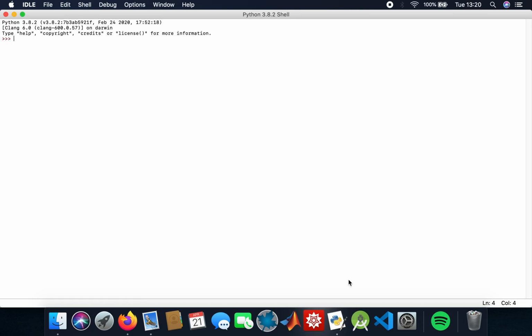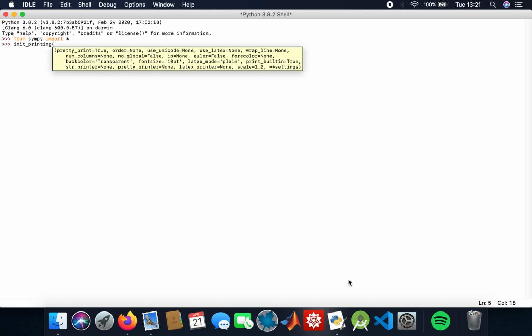So what I need to do is load my symbolic package. The code for that is from sympy import asterisk. Then I also need to use the Unicode type of printing, so matrices come out in a very neat way. So that'll be init_printing and use Unicode.